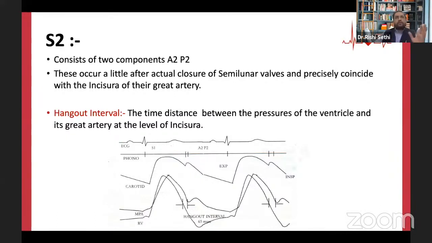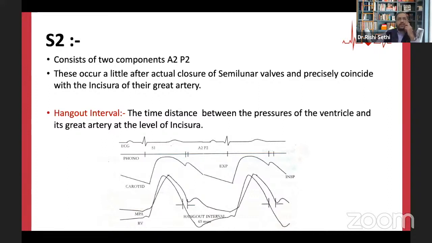S1, nobody is going to ask you about M1 and T1, but in S2, people are really interested in A2, P2, and you have to talk about the intensity of each component, and you have to talk about splitting. So S2 is something that is very important. It is again a very hard clinical endpoint like your apical impulse, and many a times the diagnoses are made or broken based upon the findings of S2. So S2 is something that we cannot escape.